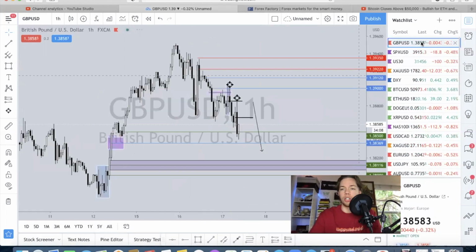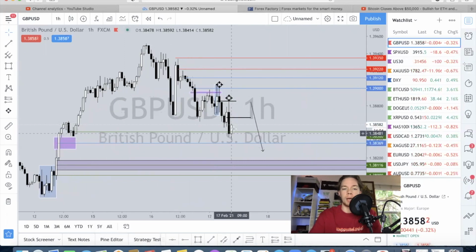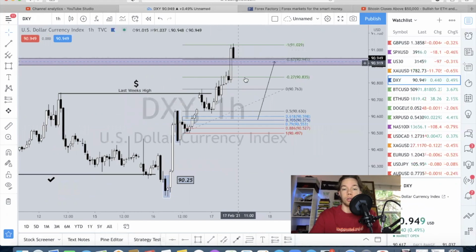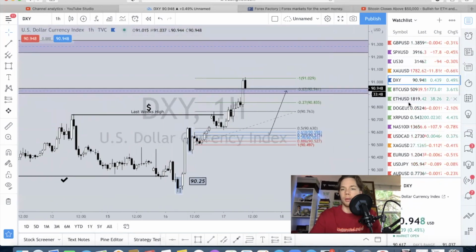Honestly, I'm really glad GU worked out in our favor here. Again, as you can see, market's making its way back up towards that institutional candle to hopefully go ahead and continue down. Again, dollar index, we could see some downside retracement, probably back down to this imbalance, maybe a little bit deeper. But overall, I want to see this go ahead and continue up for the rest of the week.